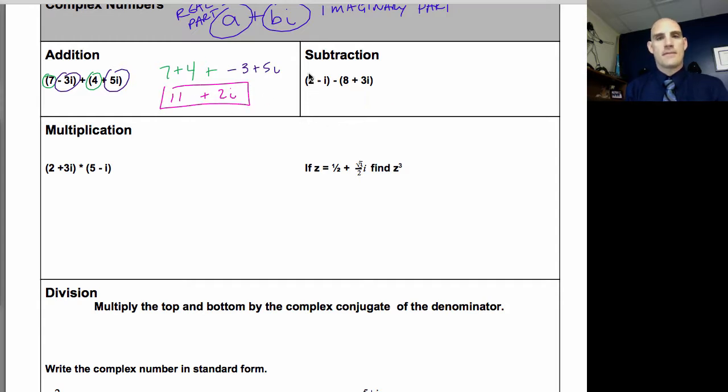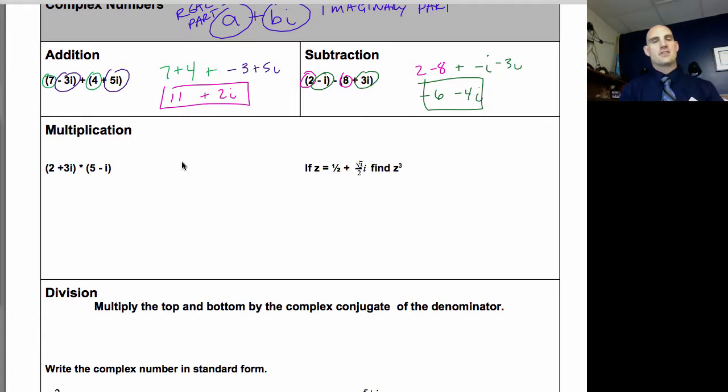Subtraction works the same way. I'll subtract the real parts, and with that, I'll put the difference of the imaginary parts. So -6 minus 4i. Multiplication works as if i is a variable.